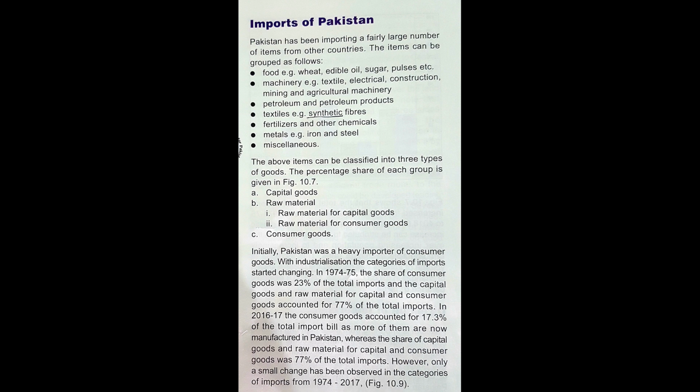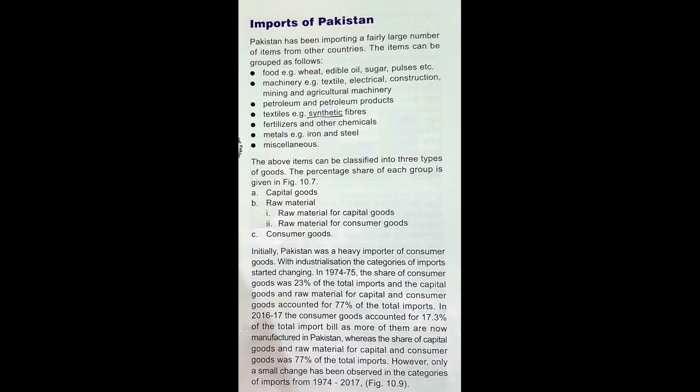3. Petroleum and petroleum products. Similarly, we have to import petroleum and petroleum products that are necessary for the survival of our country. 4. Textiles, e.g. synthetic fibers and artificial substance or material. As we are producing cotton and raw cotton material, still we need raw material to produce various things in our country.